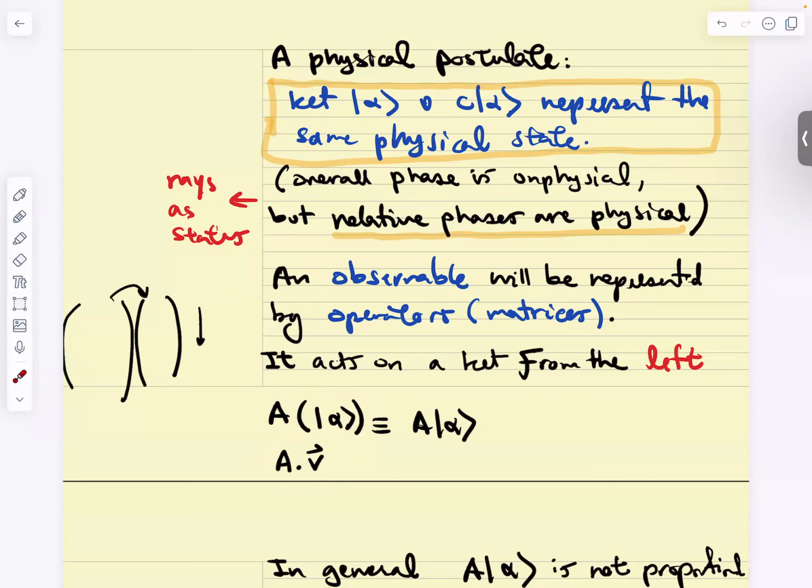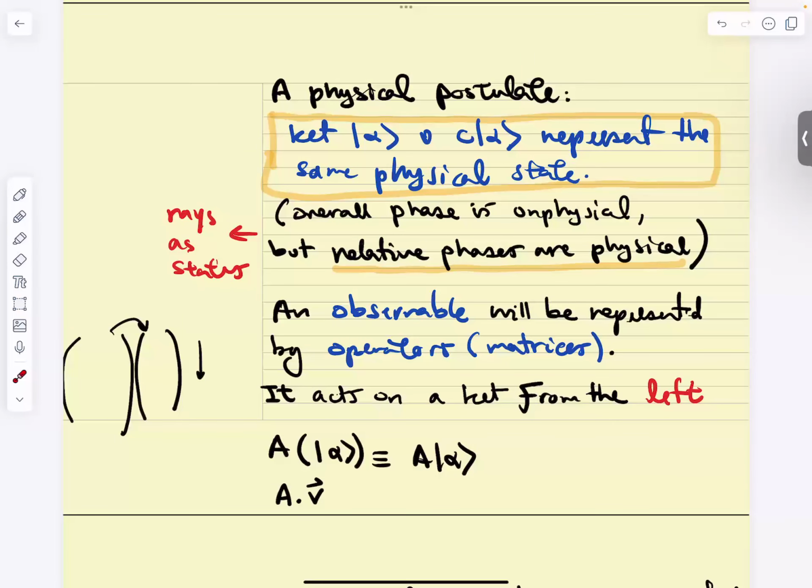A is the operator. We usually write it this way. This is multiplication from the left. The fact that the bracket, this is half a bracket. So the idea is this. Yeah, okay, good. Any questions?